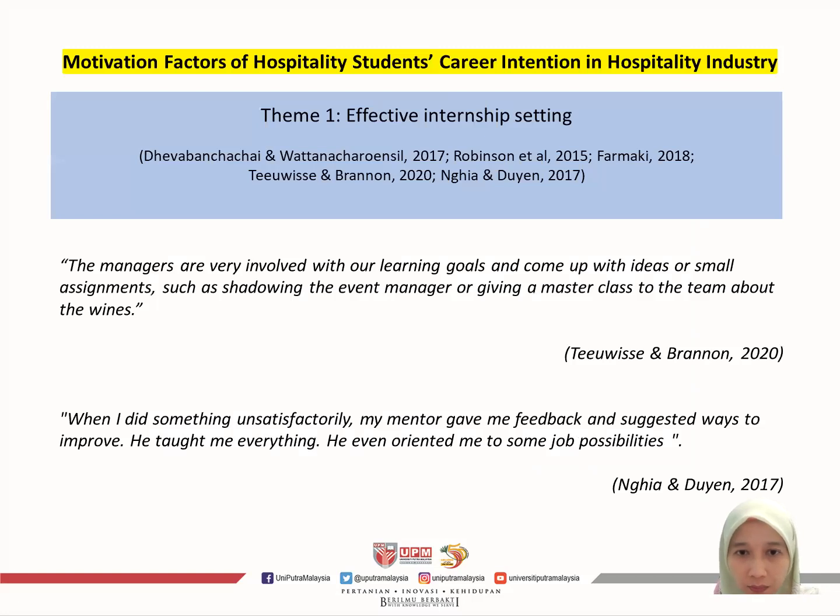So we have extracted the motivation factors of hospitality students' career intention in the hospitality industry, where there are 5 themes extracted. Starting with the effective internship setting, obtained from these authors. Some of the quotations we can extract are, for example, from Tuisi and Brennan 2020: where the managers are involved with our learning goals and come up with ideas or small assignments, such as shadowing the event manager or giving a masterclass to the team about the wines. But I'm not going to explain each of the quotations due to the time constraint of this presentation.